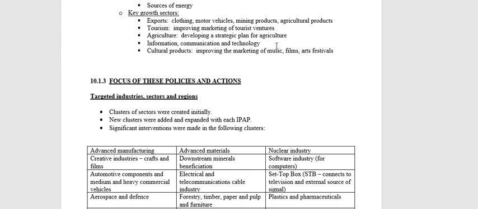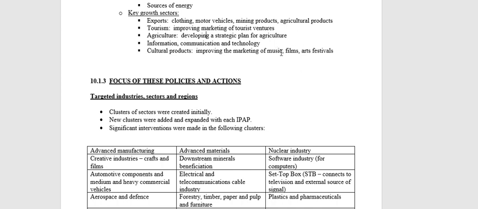ICT, information and communication technology. You'll remember this is also identified as a key growth sector in the IPAP. It's one of those sectors where in the long term we have some potential. As I said, everything is digital, everything is becoming more computerized. We have to focus on this, we have to move with the times.